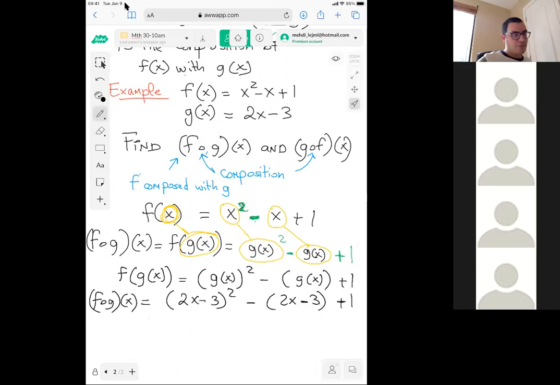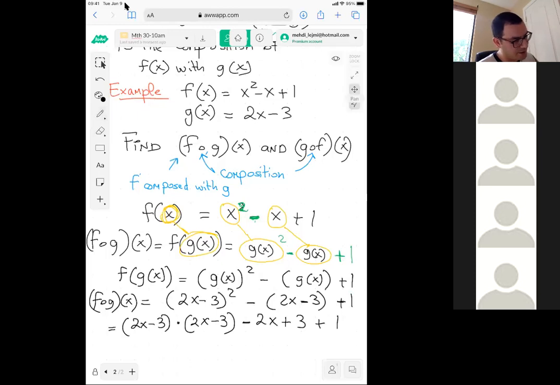So now we can do the computation, right? We can try to simplify this thing here. So 2x minus 3 squared should be like 2x minus 3 times 2x minus 3. And then we have minus, and then I can distribute the sign. So it's minus 2x plus 3, because minus minus would be plus, and then there's plus 1, right?